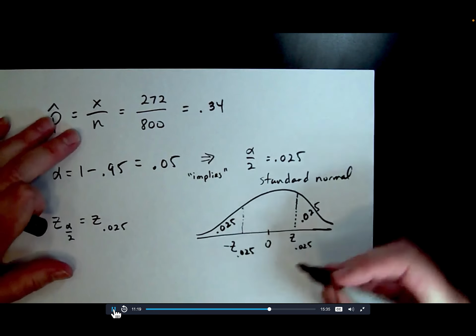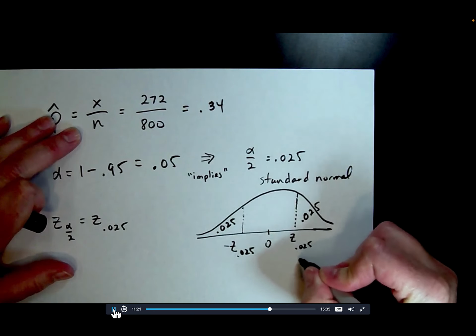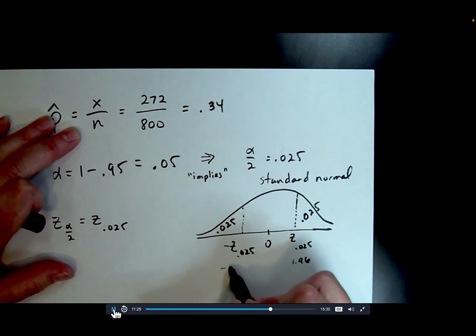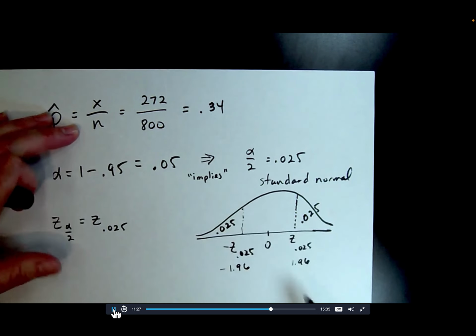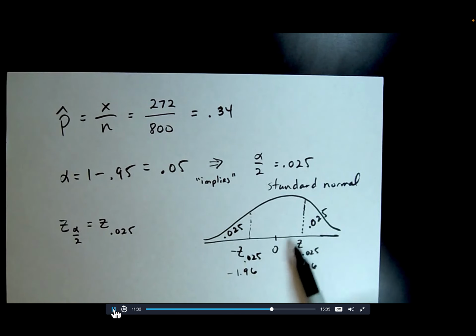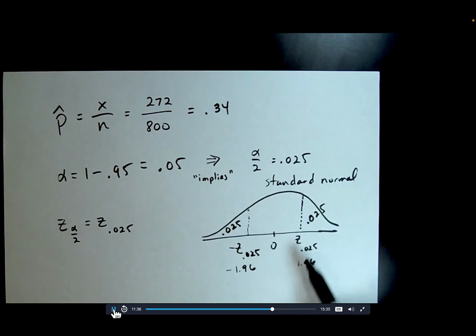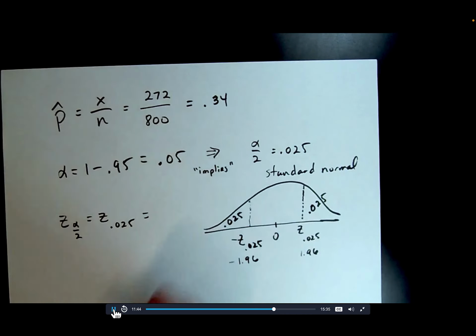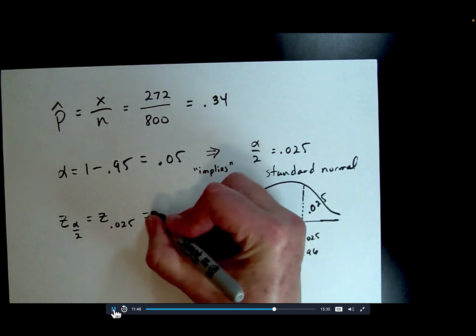So the number I want is 1.96. Right, the table gave me the minus 1.96. What I actually want is the 1.96. Again, why? Because this notation just works the opposite way from the table. This notation is indicating the z with this much area to the right. The table, though, always looks for areas to the left. Okay, so again, we get 1.96 here.